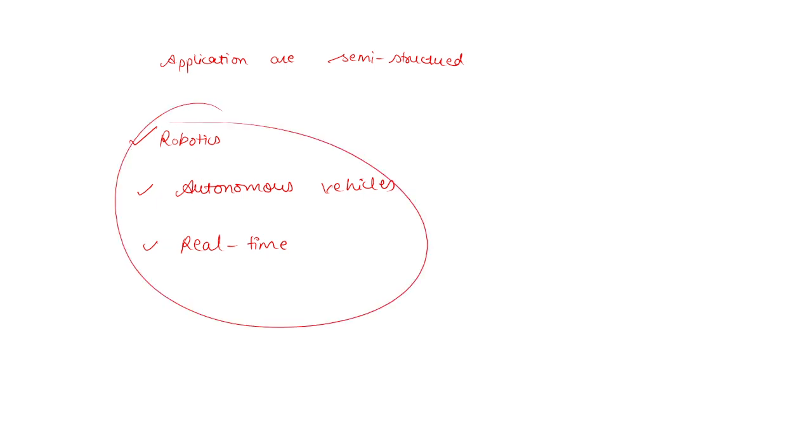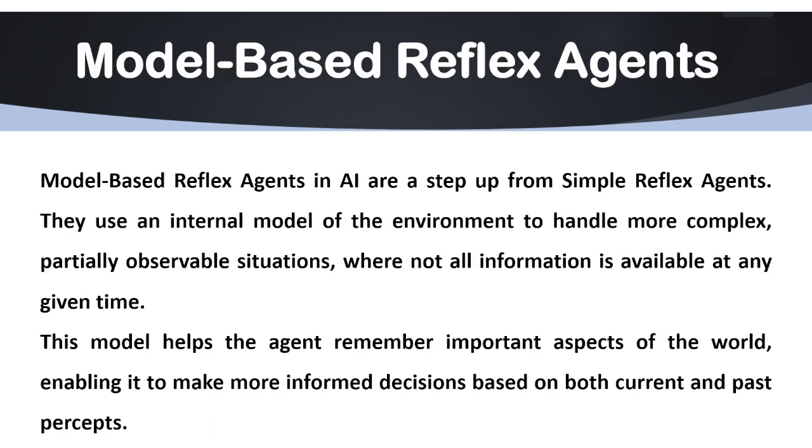They are commonly used in robotics, so note these applications. These agents are commonly used in robotics, autonomous vehicles, real-time monitoring systems, and other areas where dynamic processes are necessary but the environment is not fully predictable. So all these situations are related to your model based reflex agents. All right, so these agents in AI are a setup from simple reflex agents.